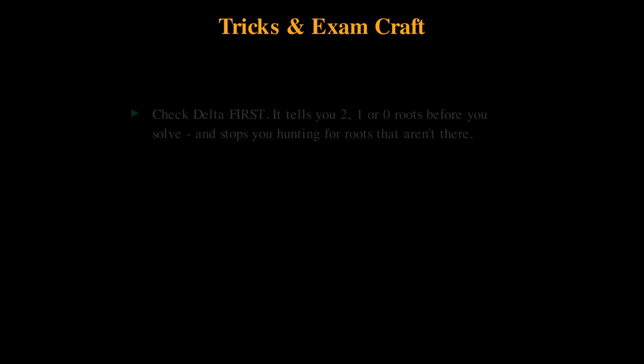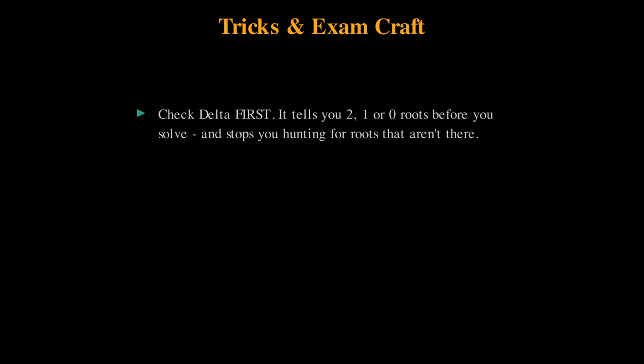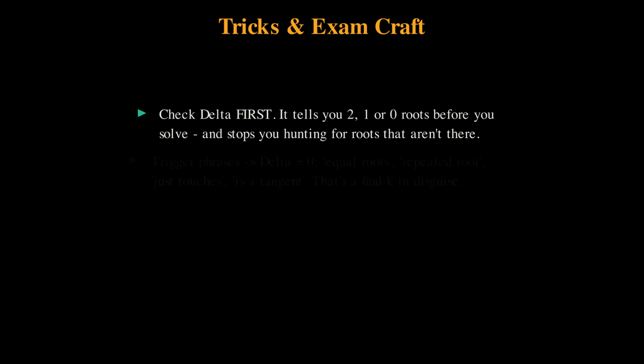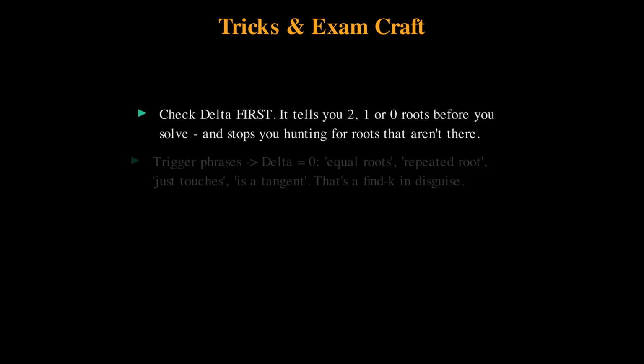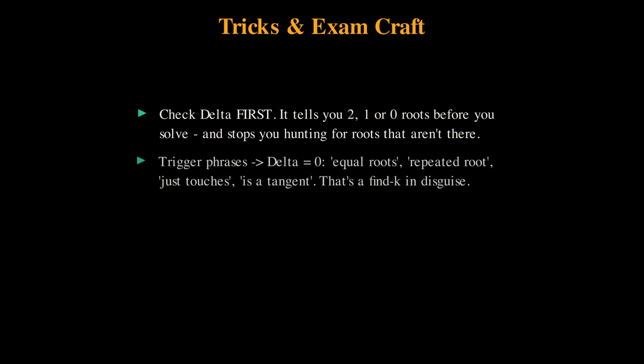Now the exam craft other channels skip. 1. Check the discriminant first. A 10-second delta calculation tells you whether to expect 2 roots, 1, or none. So you never waste time solving something with no real answers. 2. Learn the trigger phrases that secretly mean delta equals 0: equal roots, a repeated root, just touches, is a tangent. Every one of those is a find-k question wearing a disguise.